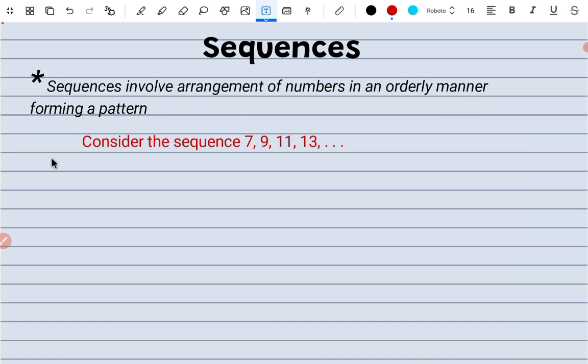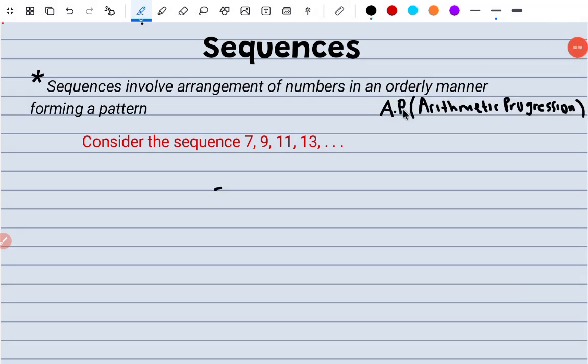So consider the sequence here. You have 7, 9, 11, and then 13. Just by looking at it, I can tell that this type of sequence is what we call an AP. An AP simply means arithmetic progression.